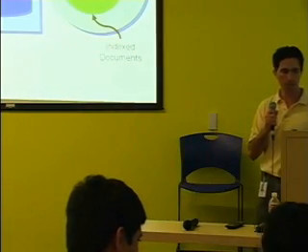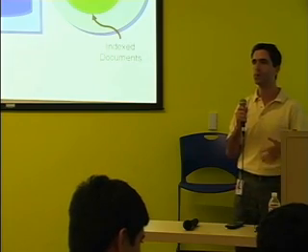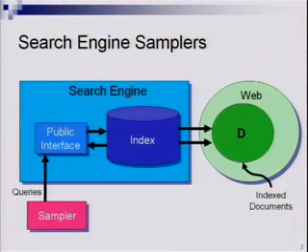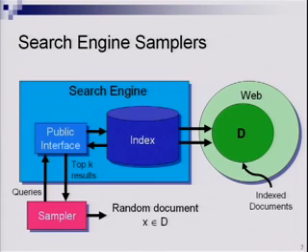What we would like to do is to create a sampler, which is a computer program that interacts with the public interface of the search engine. So it can send queries like users and get back results. After submitting queries and getting back results, somehow magically the sampler should produce a random document X from D. Note that for internal users, it's very easy to generate these random documents because they have this privileged full access to the index. However, for external users, it could be very hard to sample documents from D.